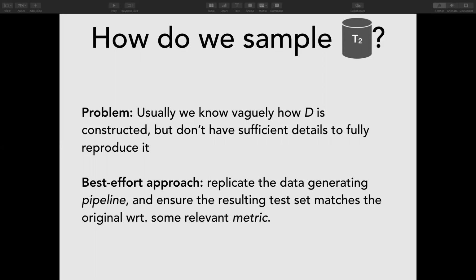So a natural, best-effort approach to sampling this new test set T2 is to basically replicate the data pipeline as closely as we can. And where we can't replicate the pipeline exactly, we'll just try to ensure that whatever new test set we're making matches the original one with respect to some relevant metric that we think should serve the same purpose. And again, if this is too abstract or not clear, we'll give a very concrete example of it on the next slide.